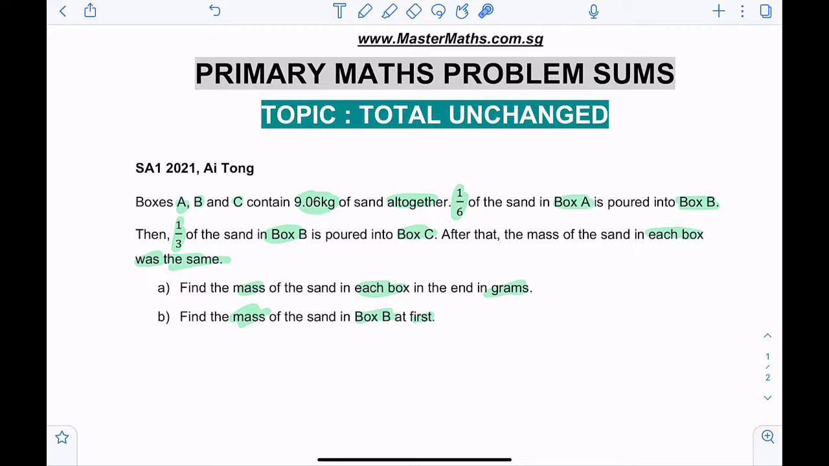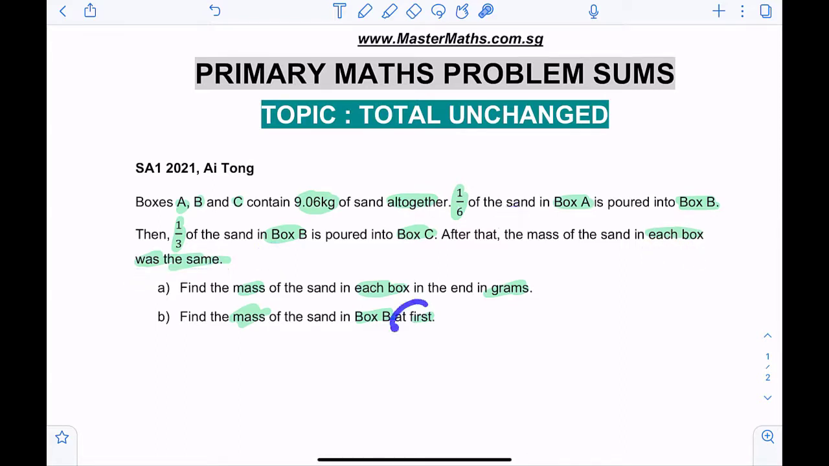Next up, there are a series of changes. For example, moving from box A to box B and then box B to box C, and at the end they have equal amounts, equal mass of sand. So we will have to work backwards later on. From the end, where you have same masses, and then before that what happened, and then at first what happened.